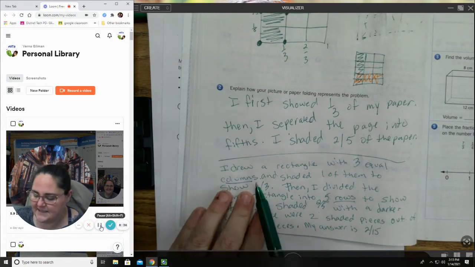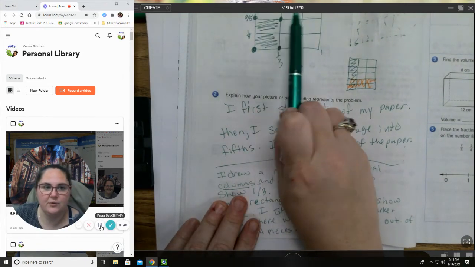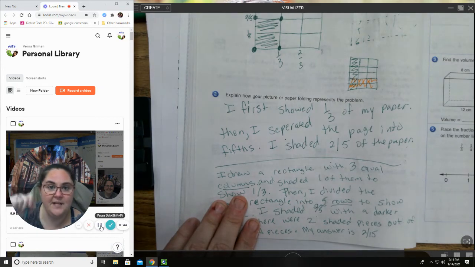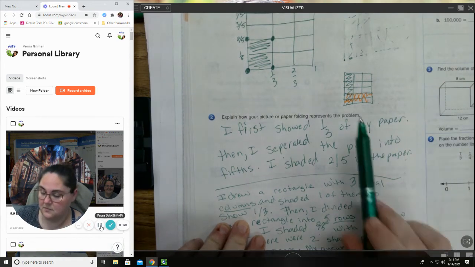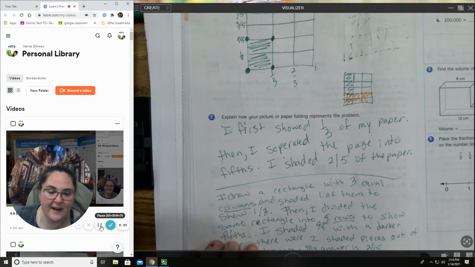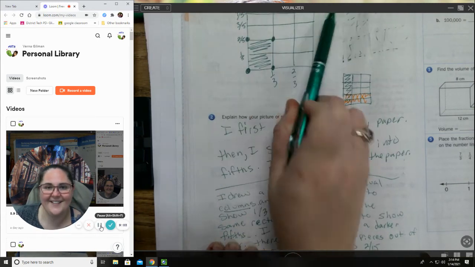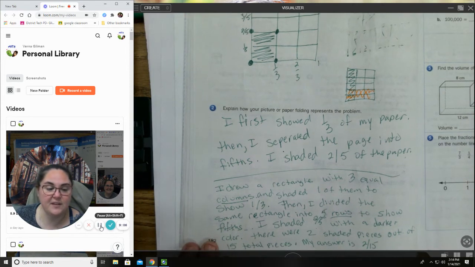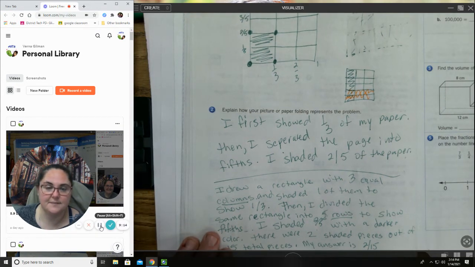First, it says, I drew a rectangle with 3 equal columns. 1, 2, 3. Columns go up and down. All right. Then I shaded one of them to show 1/3. Right here. Then I divided the same rectangle into 5 rows to show fifths. Rows go sideways. So 1, 2, 3, 4, 5. I shaded 2/5 with a darker color. There were 2 shaded pieces out of 15 total. So my answer is 2/15.